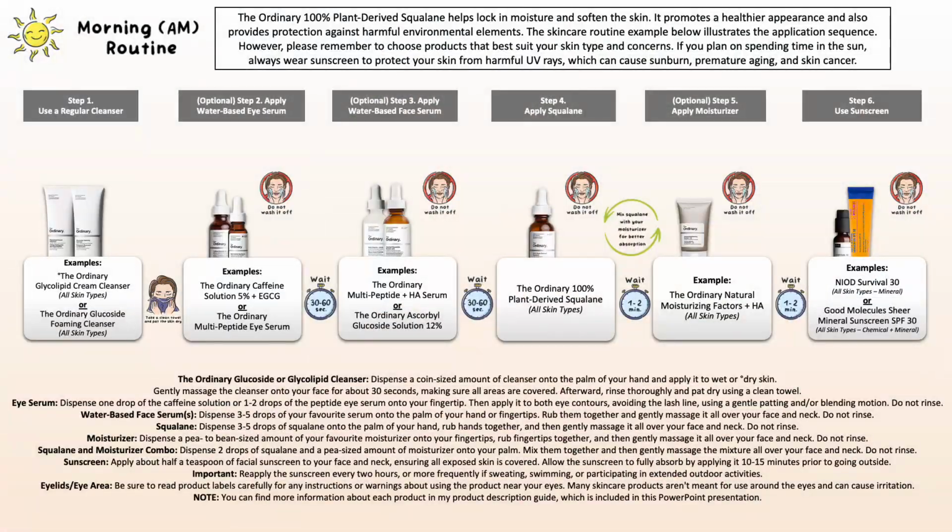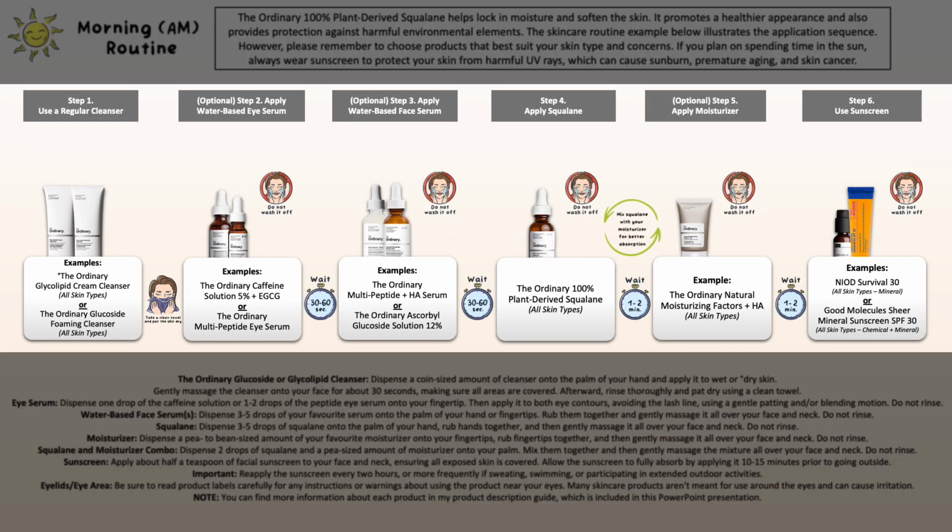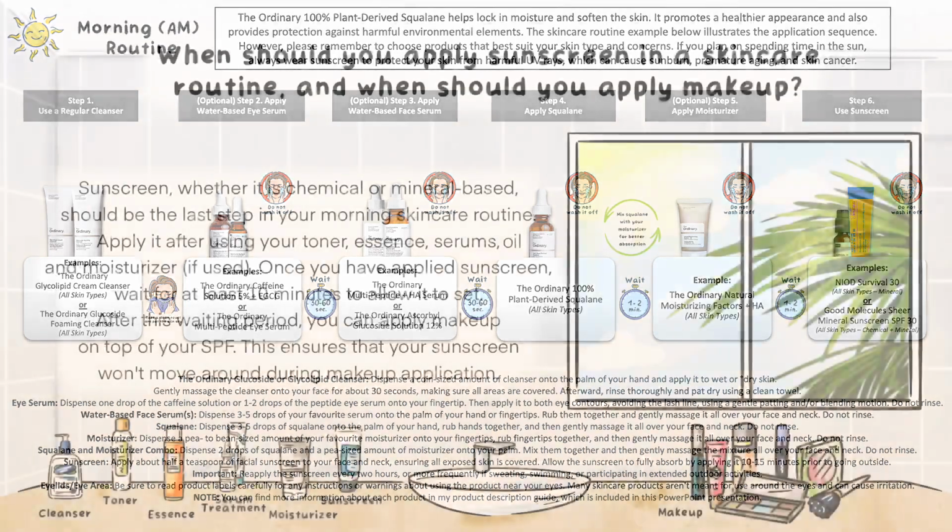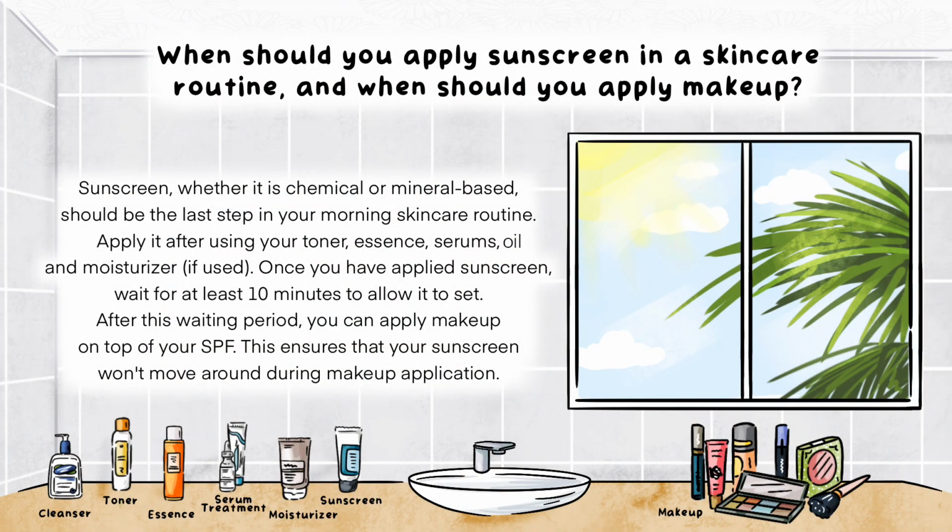For the morning skincare routine, it could look pretty much the same. However, I've changed it up a bit so that after your cleansing step, you may want to include a water-based eye serum, then follow on with your face serum, then apply your squalane, and lastly your moisturizer if you should feel a need. And if you have sun exposure during the daytime, well, you would follow with your sunscreen afterwards. This is the very last step in your morning skincare routine. If you're a person that wears makeup, well, once you've applied your sunscreen, make sure to wait at least 10 to 15 minutes for your sunscreen to set before applying your makeup on top of it. This would be then the order of application.